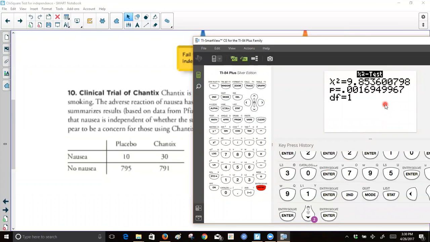And, ooh, I got a different chi-squared number. That's not good. I must have made a mistake somewhere in my calculations. I'll have to go take a look. However, the p-value is still pretty small. I can reject H0. Degrees of freedom is right.